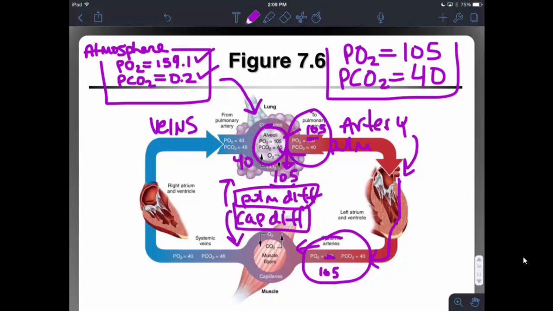Okay. So as the blood enters the capillaries and goes through all the cells in the body, what we see is that CO2 leaves the cells and goes into the blood, and oxygen leaves the blood and goes into the cells. Okay. And so because these gases are moving in this direction, you can guess what the pressure gradients are in the cell.